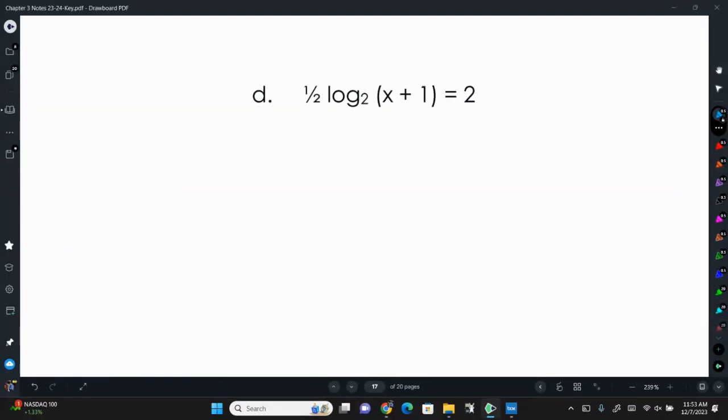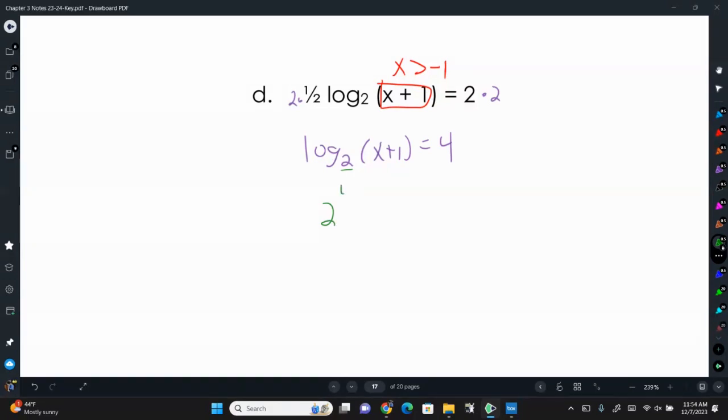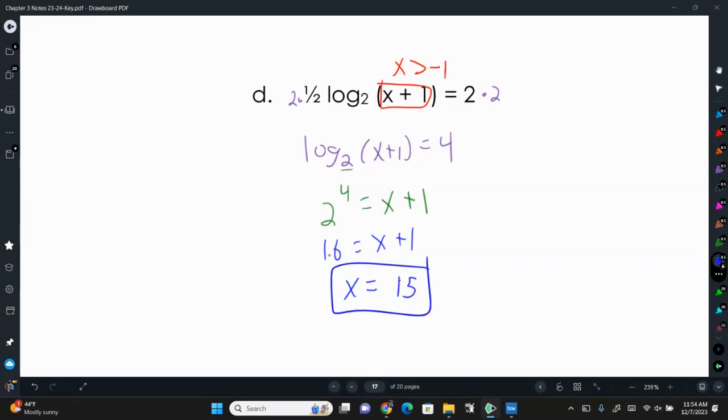All right, now letter D, because we have x plus 1 in the log, x has got to be greater than negative 1. The first thing I'm going to do is get rid of the 1/2 in front by multiplying both sides by 2. That gives us log base 2 of x plus 1 equals 4. Now we can switch this to exponent form. 2 is our base, so 2 to the 4th power equals x plus 1. 2 to the 4th is 16, so 16 equals x plus 1. And then we subtract 1 from both sides, x equals positive 15. And that number is greater than negative 1, so we know that works in our domain.